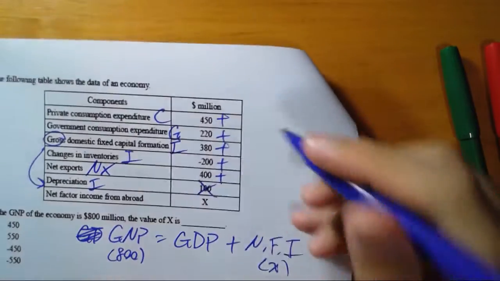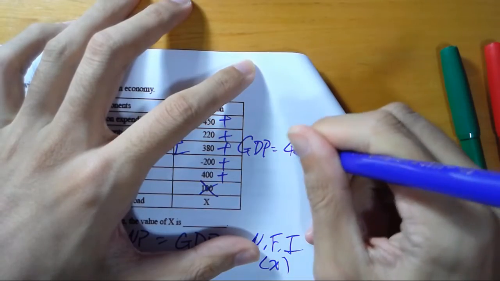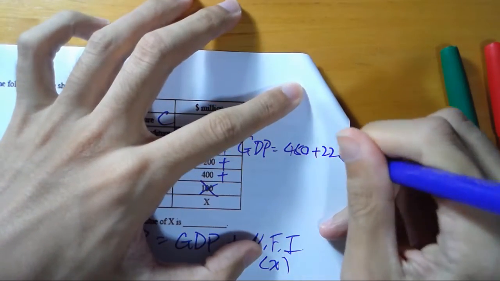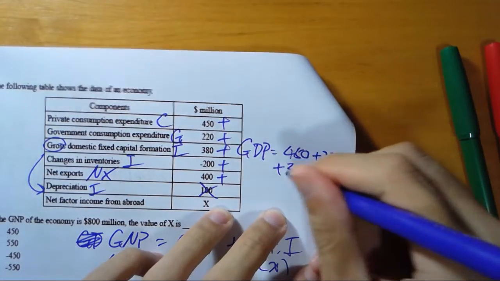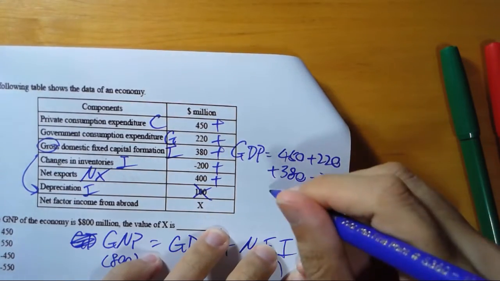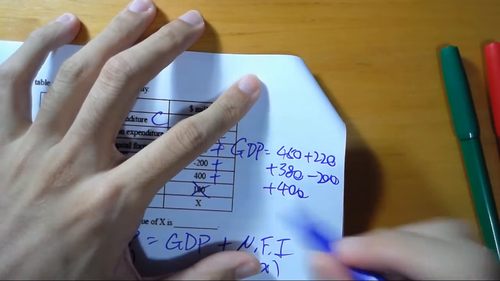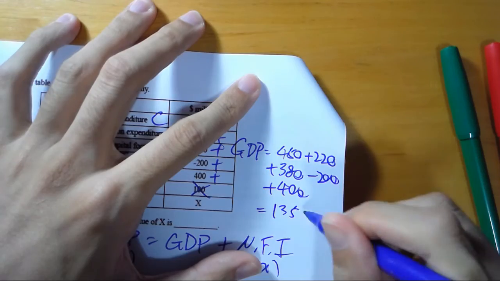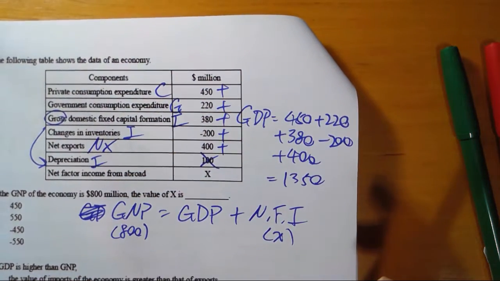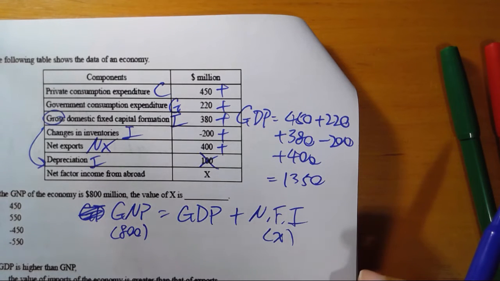Therefore, we know GDP will be something like this. 450 plus 220 plus this amount minus 200 plus 400. It should give us this amount, right? 係咪啊？1350 啊，係咪啊？啱唔啱啊？啱唔啱啊？睇先，唔係喎，撳機好啊，係咪啊？No, sorry.